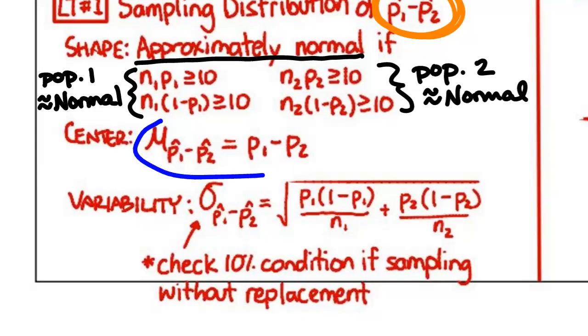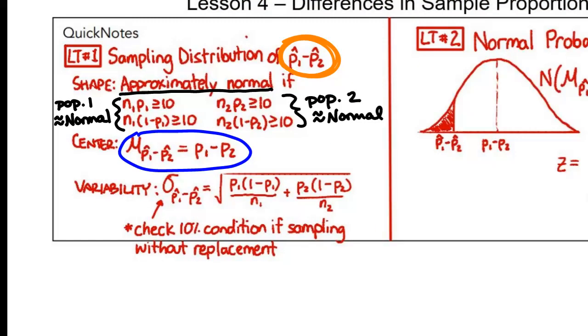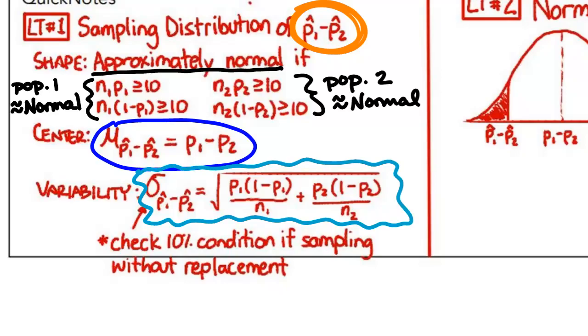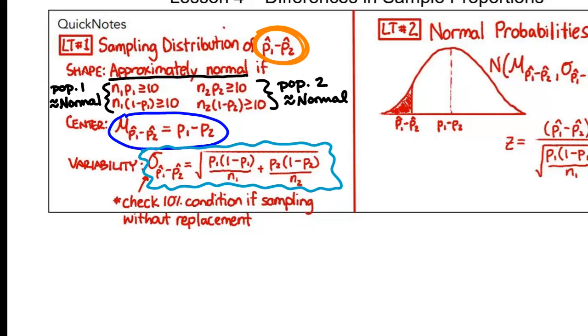Our mean is whatever the true proportion of population 1 minus the true proportion of population 2 is. Variability: we have the variance for population 1 plus the variance for population 2 underneath the square root.